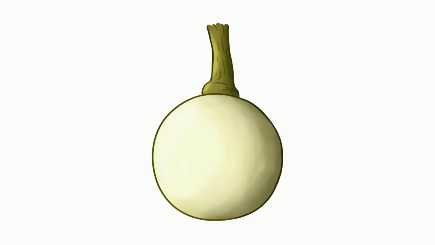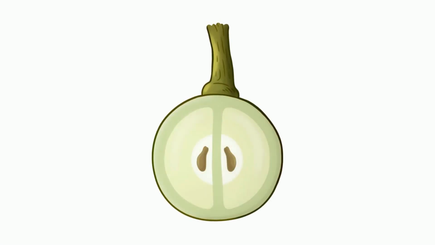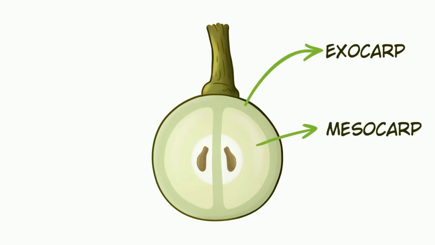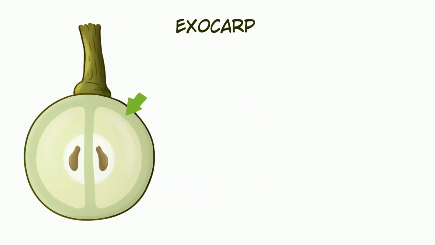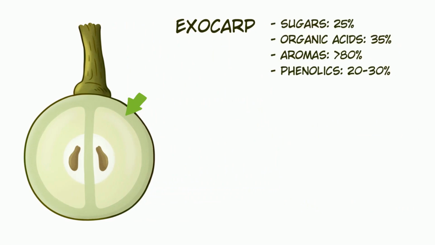A berry has 3 layers, starting from the exocarp, followed by the mesocarp, and at the core of the grape is the endocarp. Let's look into the 3 a little bit more. The skin, or the exocarp, contains the largest part of the aroma and phenolics of the entire berry. Phenolic compounds are those responsible for color and organoleptic characteristics such as astringency and bitterness.